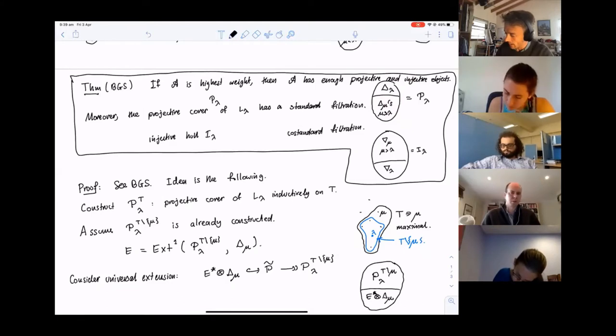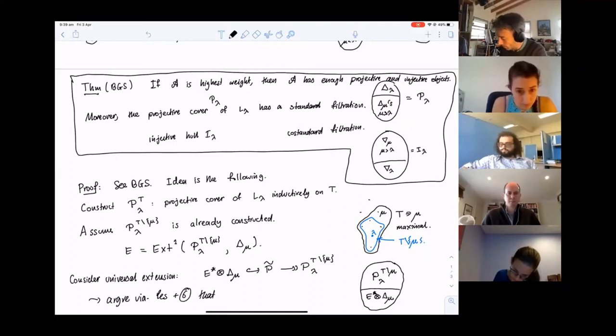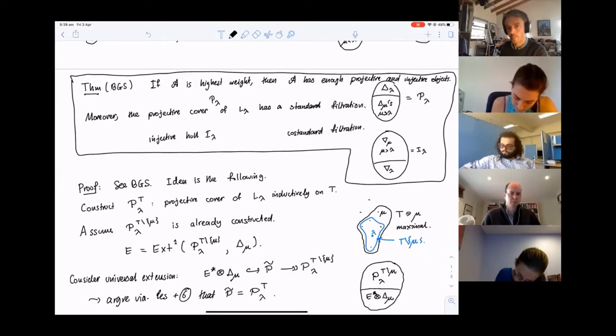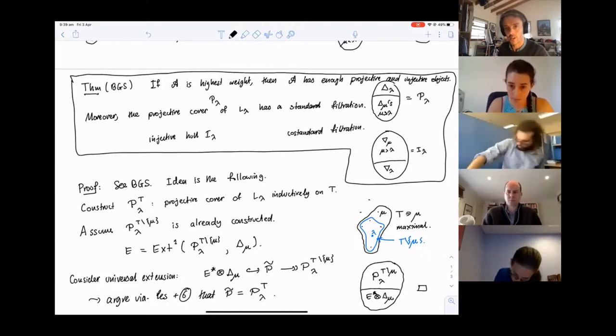Okay. And now we argue via long exact sequences plus the mysterious condition 6 that P lambda is in fact the projective cover inside our new category. And the argument is not difficult. It's about two paragraphs. I just don't want to go through it here.